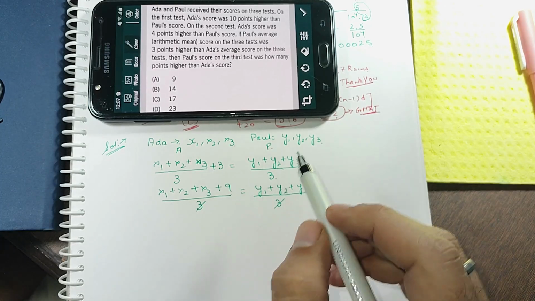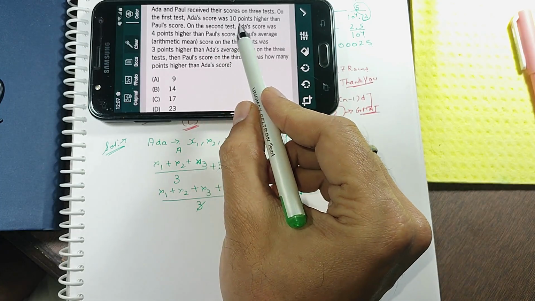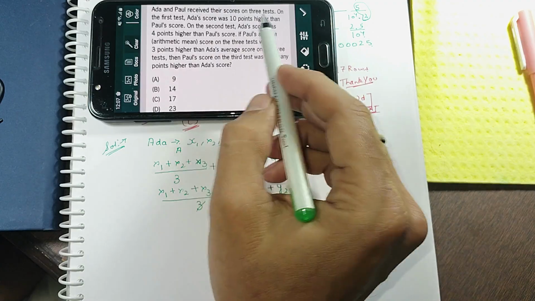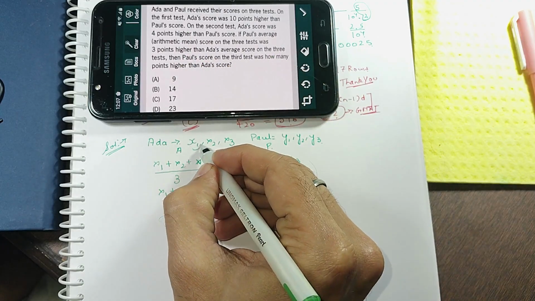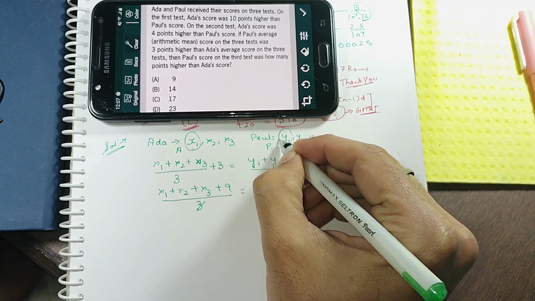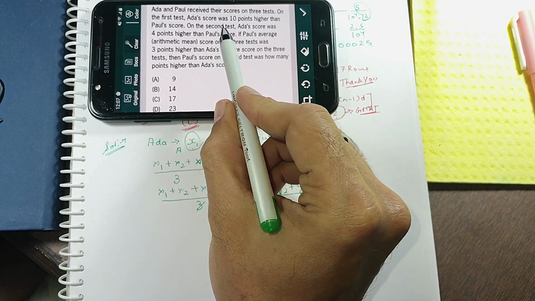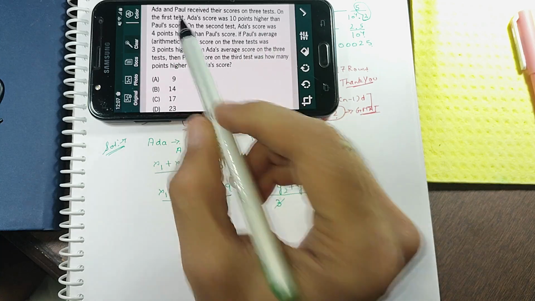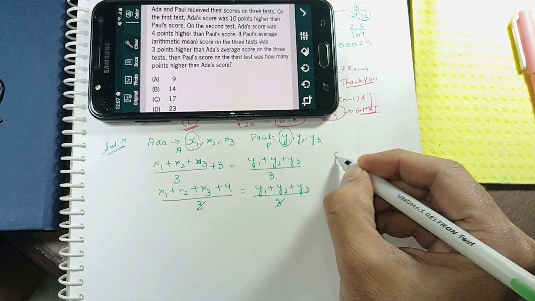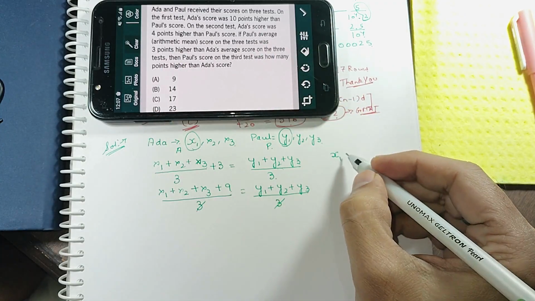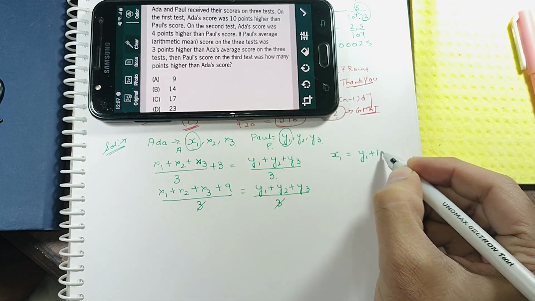Now, we have been given that Ada's score was 10 points higher than Paul's score on the first test. So on the first test, Ada's score is x1 and Paul's first test score is y1. Ada's score was 10 points higher than Paul's score, so we can write x1 is equal to y1 plus 10.